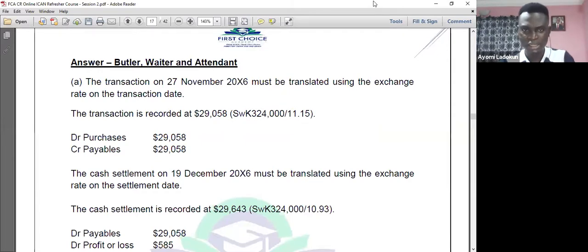What if the land is subsequently recognized at cost? Do we retranslate? No. You continue to take it at cost. You don't retranslate. It's only when it's carried under fair value or revaluation model that you retranslate. Okay, thank you. So I hope you got that.